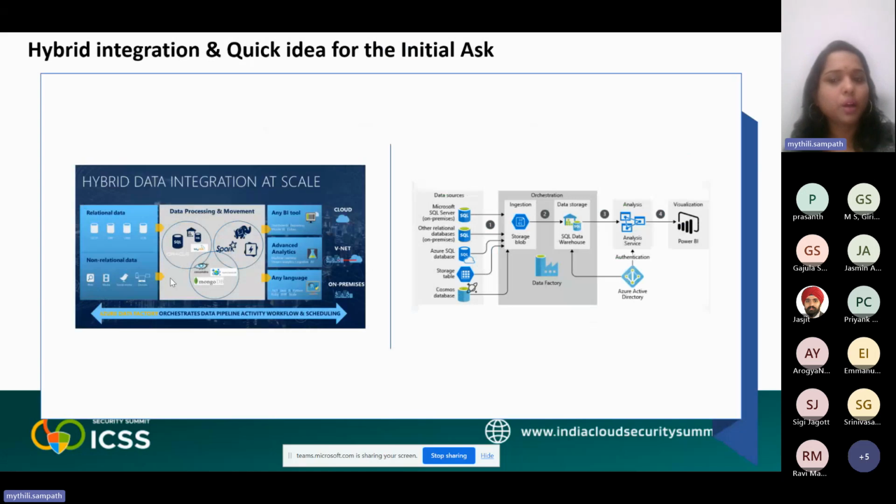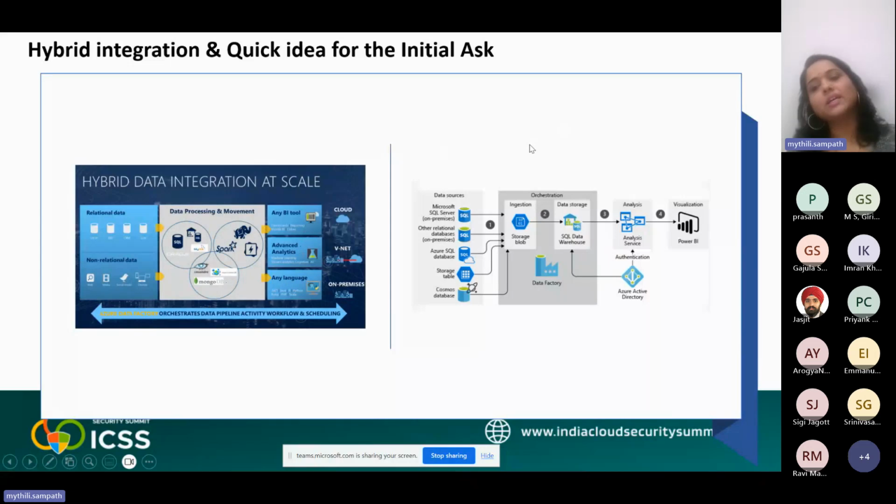Okay, the high level, right? There will be relational data. It can be non-relational data, with processing and movement happening through ADF, and any BI tool or any advanced analytics or any language can leverage the processed data. So ADF is taking care of it.